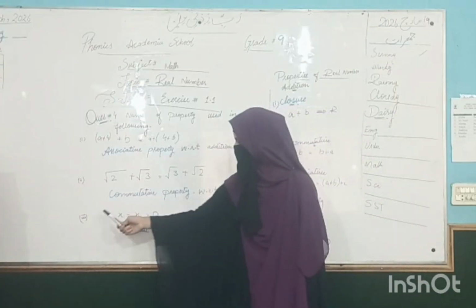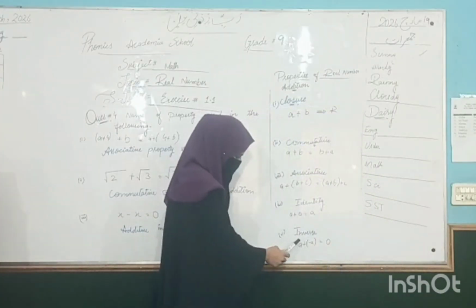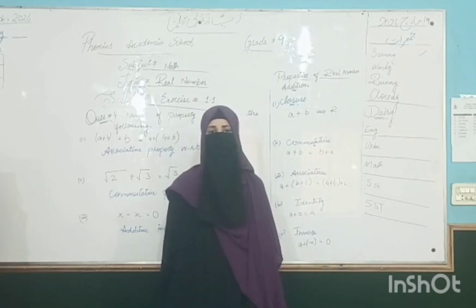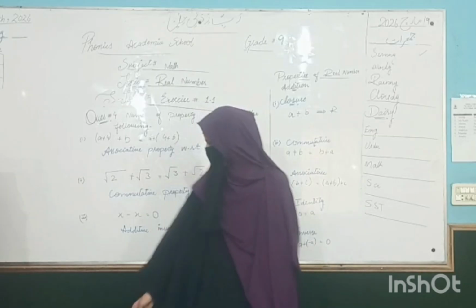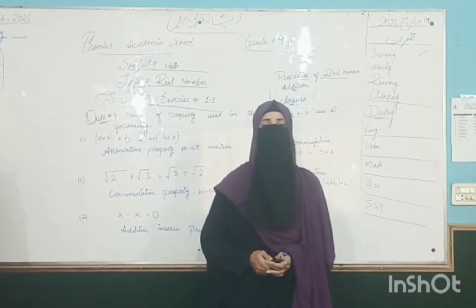Next is x minus x is equal to 0. You see that your last property, the inverse property, a plus minus a, that is a minus a, is equal to 0. So x minus x is equal to 0 is called the additive inverse property.